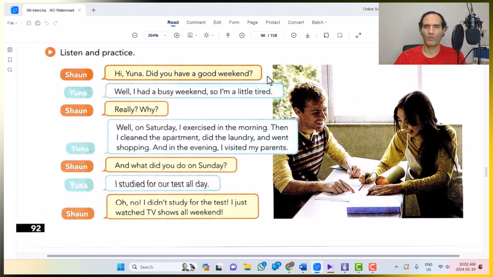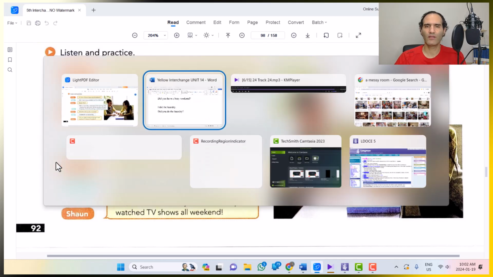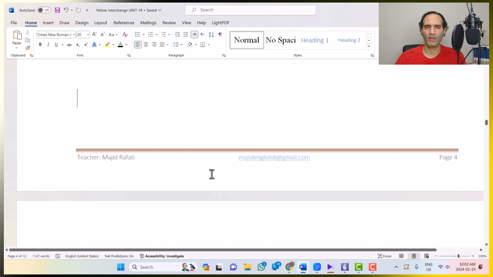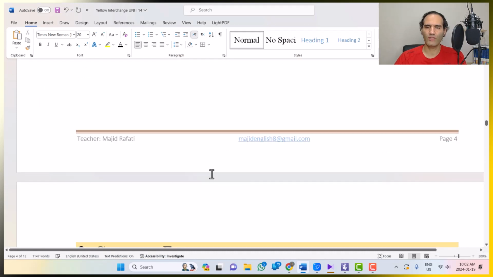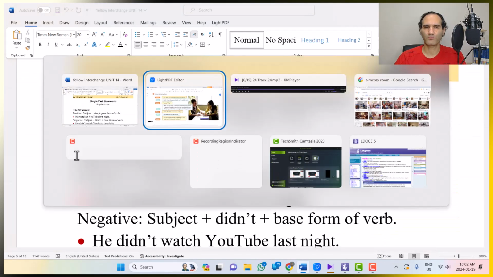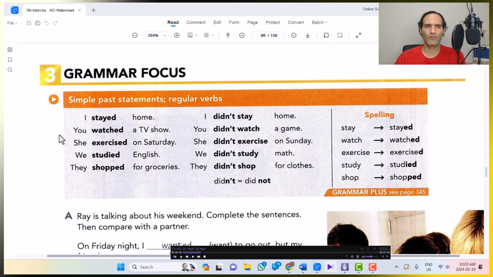Very good. We learned about the grammar of past tense, making questions and the negatives out of them. And right now, I guess we are ready to go for the grammar focus. Exercise 3, grammar focus. Simple past statements, regular verbs. Statement means sentence, and regular verbs are those needing an ed at the end for the past tense. There are some irregular verbs, which we will cover next page.